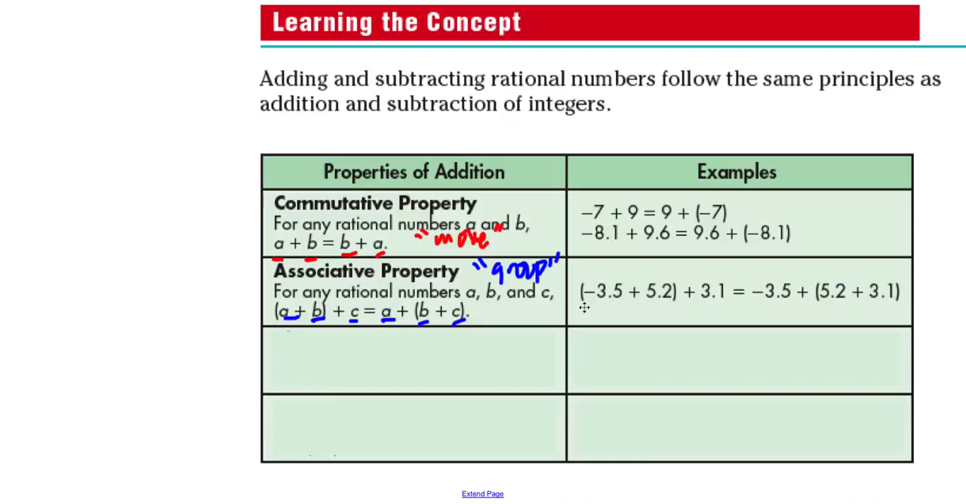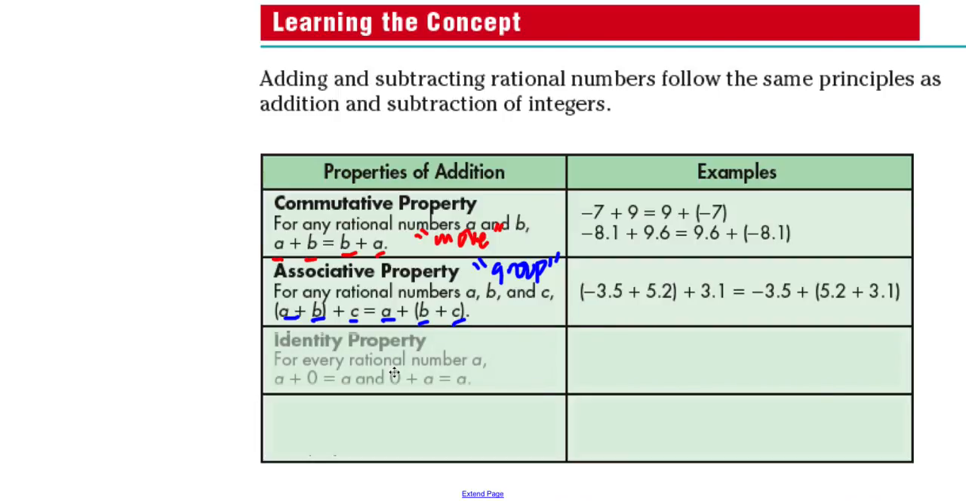Negative 3.5 plus the quantity 5.2 plus 3.1 is equal to the quantity negative 3.5 plus 5.2, plus 3.1. If you notice, the order of the numbers does not change, and according to the associative property, if you change the grouping of these numbers, the sum will still be the same. And that is the associative property of addition.